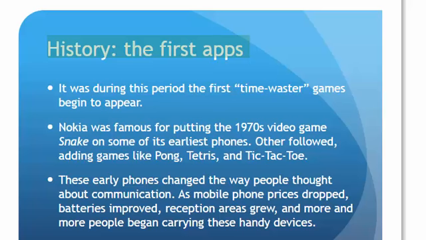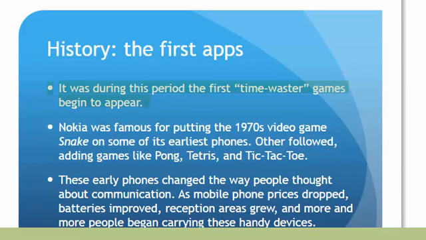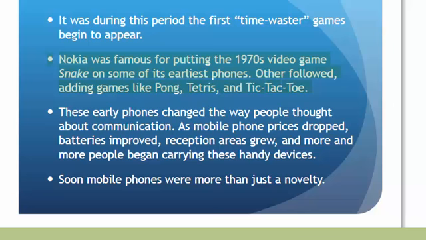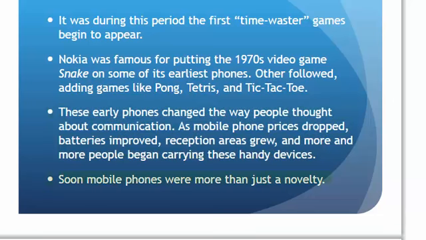History. The first apps. It was during this period that time-waster games began to appear. Nokia was famous for putting the 1970s video game Snake on some of its earliest phones. Others followed, adding games like Pong, Tetris, and Tic-Tac-Toe. These early phones changed the way people thought about communication. As mobile phone prices dropped, batteries improved, reception areas grew, and more people began carrying these handy devices. Soon mobile phones were more than just a novelty.